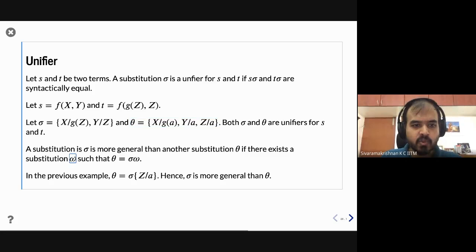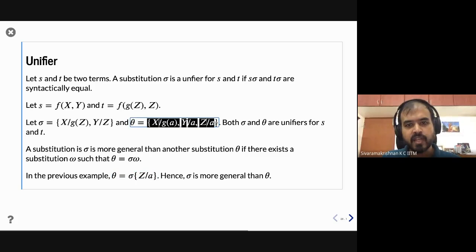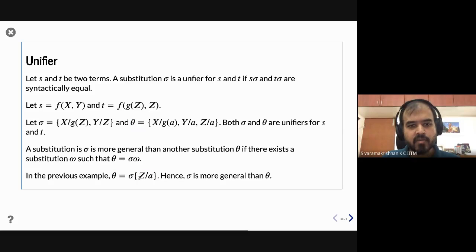And in particular, what is this omega for these two terms? The omega for these two terms is going to be z slash a. What does that mean? If you take z slash a and compose that with sigma, you will end up with theta. So how does this work? Wherever you find z, replace that with a. So this becomes x slash g of a, which is this one, y slash a, which is this one, and then you also include z slash a here. So hence we call sigma to be more general than theta.